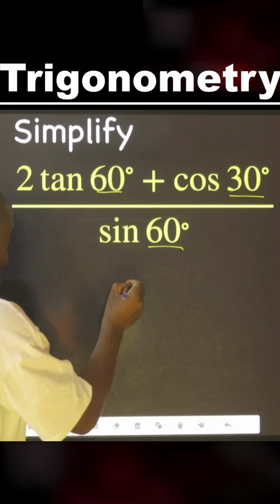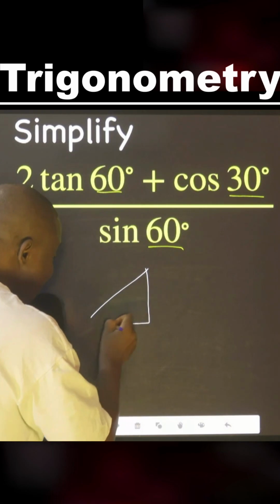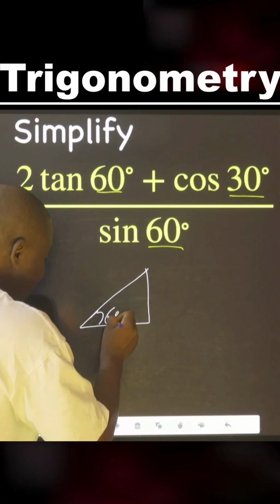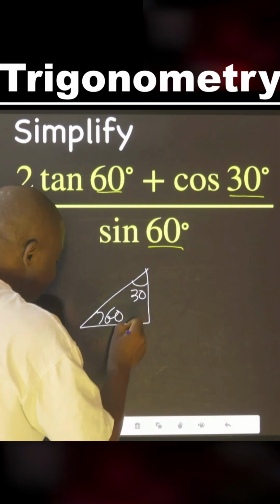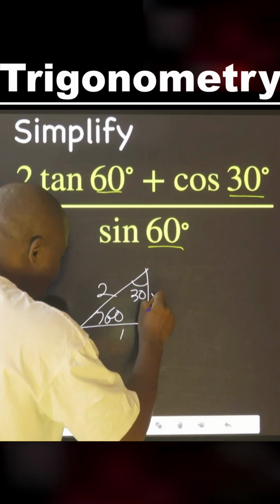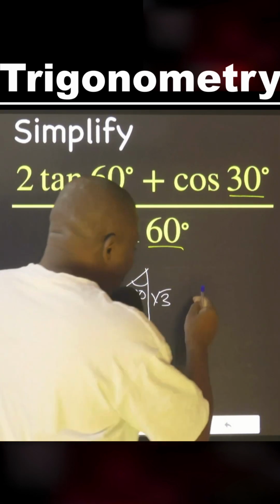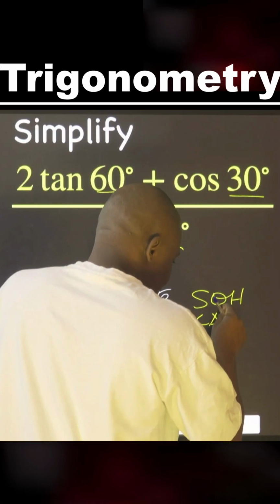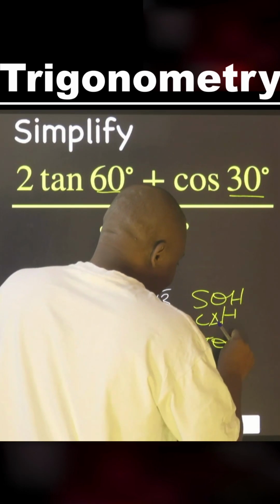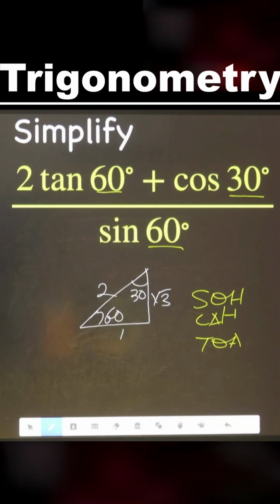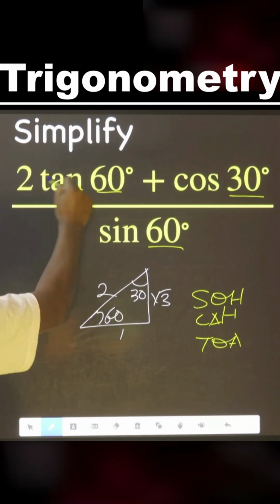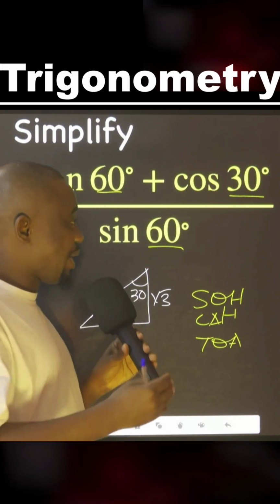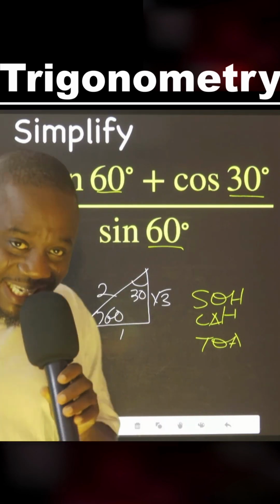All you need to do, just remember the diagram. This is 60, this is 30, this is 1, this is 2, this is square root of 3. The next thing you should remember is SOH CAH TOA. Okay? Next now, we start replacing all this: tan 60, cos 30 as sine 60.